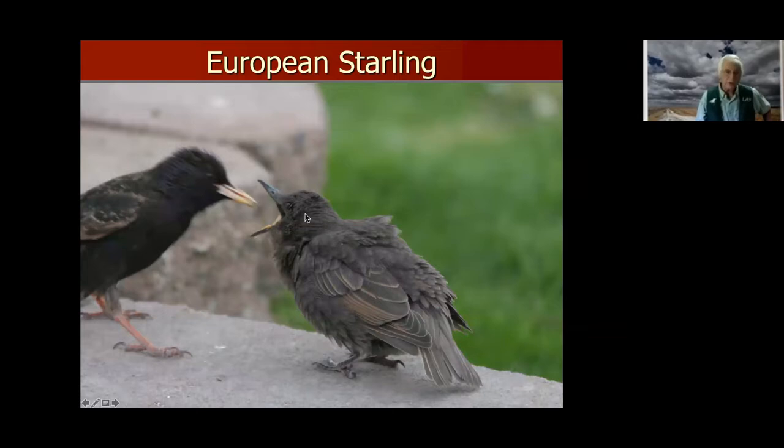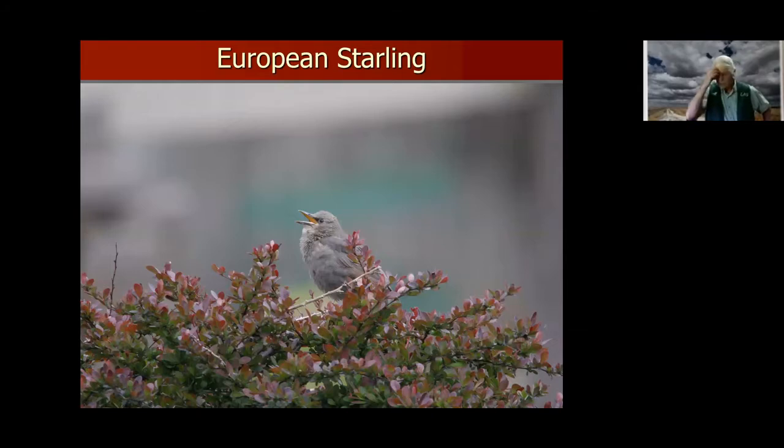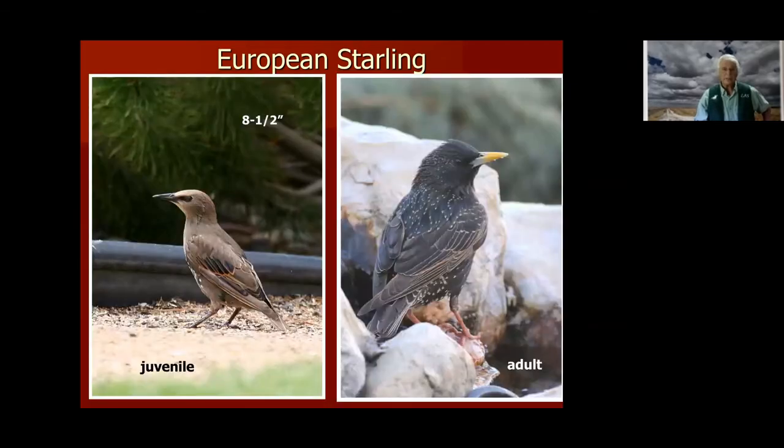But if you see an adult starling feeding one, then you know that is a fledgling starling. But if one of those birds is sitting up in a bush somewhere in your yard, you look at it, smaller size, you have no idea what that thing is. So you have to learn to recognize that that is a starling fledgling. And again, here's what the juvenile starling looks like compared to the adult starling that's in breeding condition here.